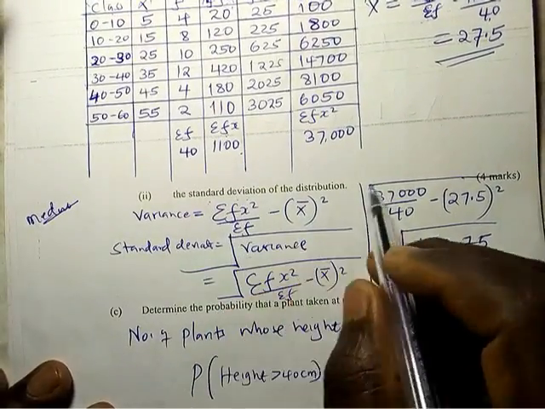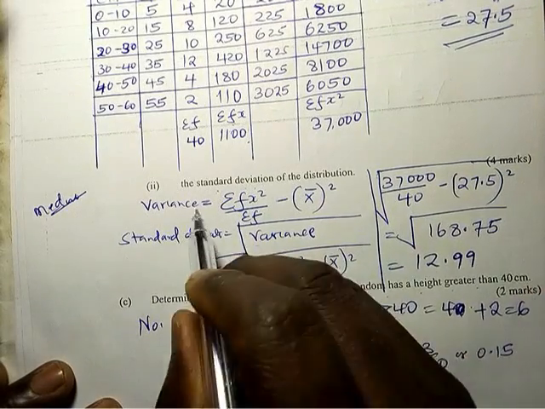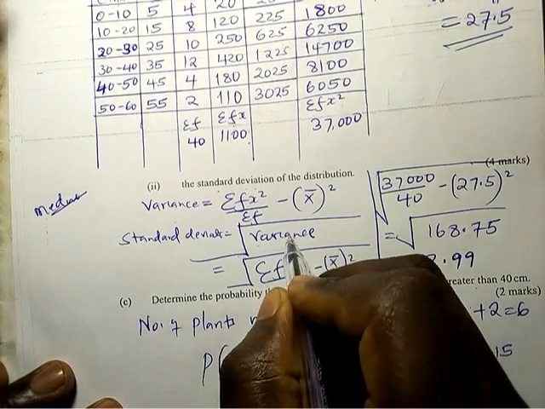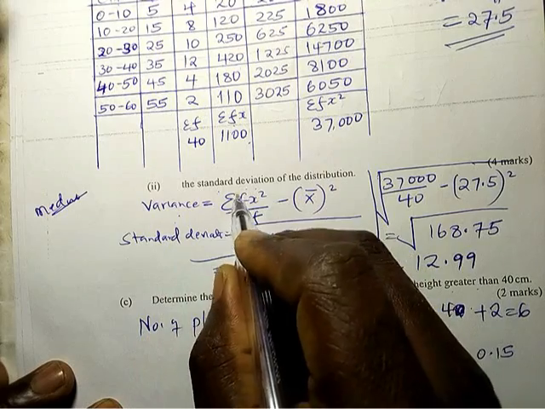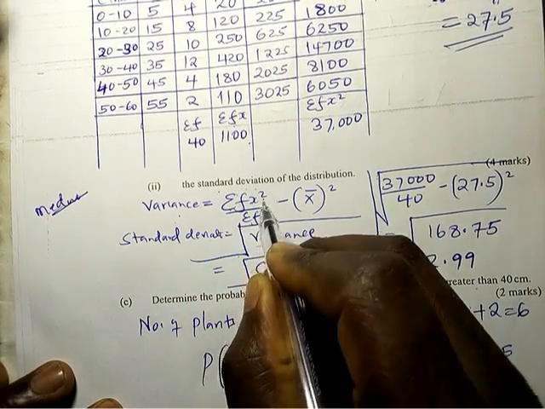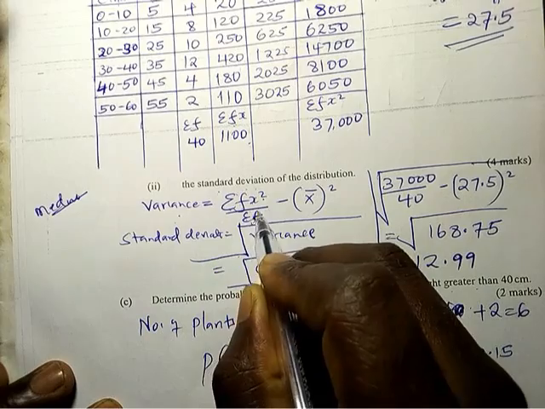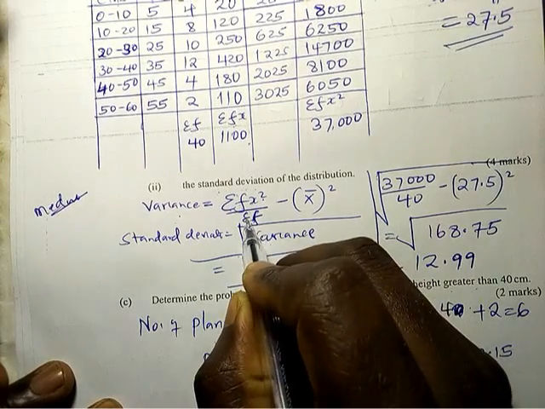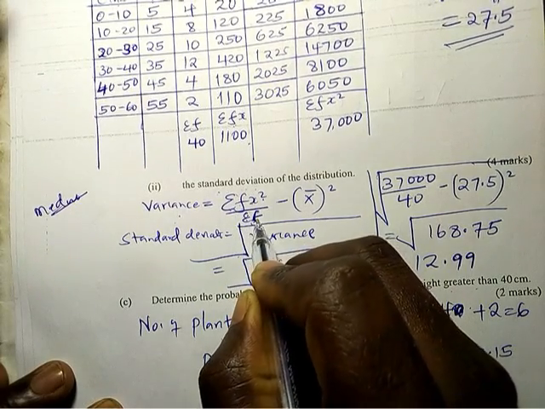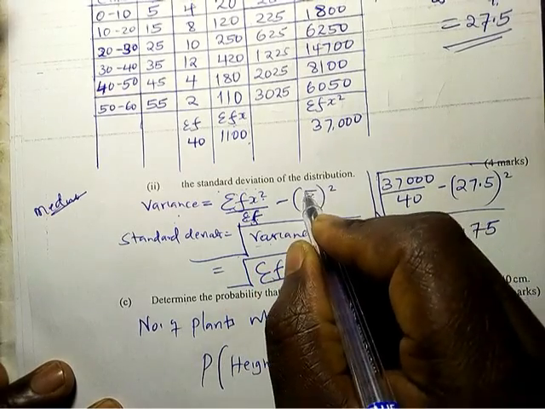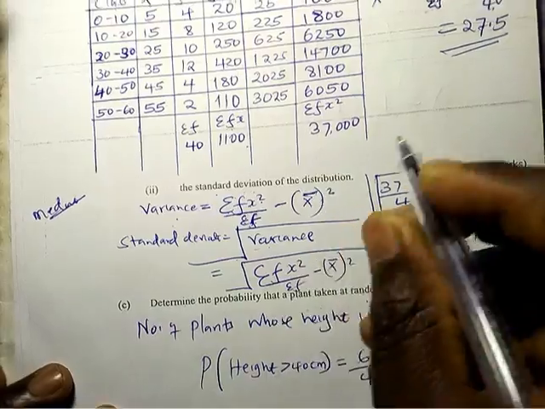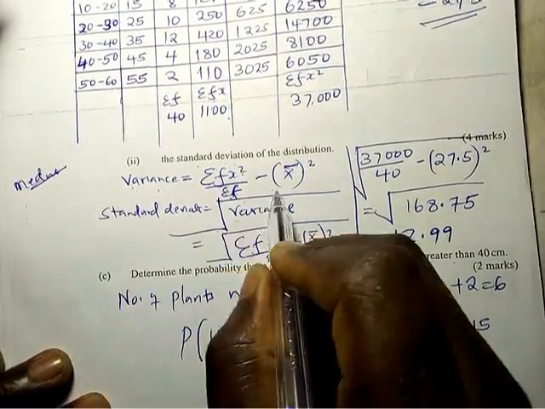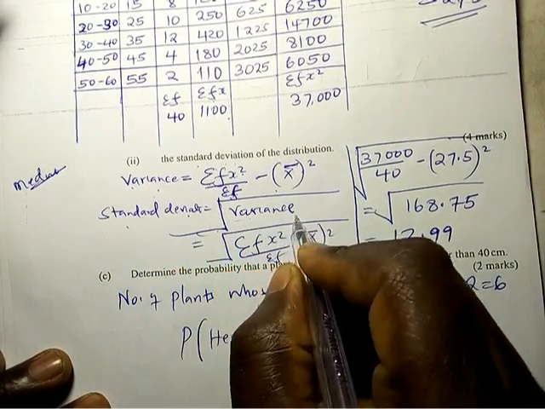Next is the standard deviation. How do you get the standard deviation? Standard deviation is equal to the square root of the variance. But how do you get the variance? Variance is equal to the summation of fx square divided by summation of the frequency, the n. Sometimes we call this the sum n. N stands for the sum of the frequency, minus the mean square. Mean square is this we have, so you square. Therefore, if this is the variance, then standard deviation is the square root of the variance.